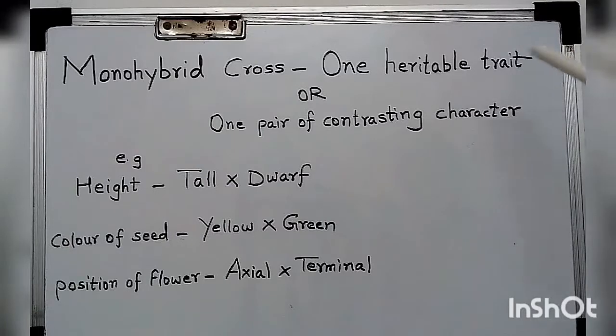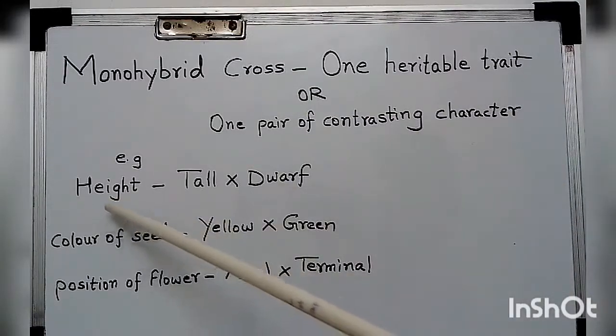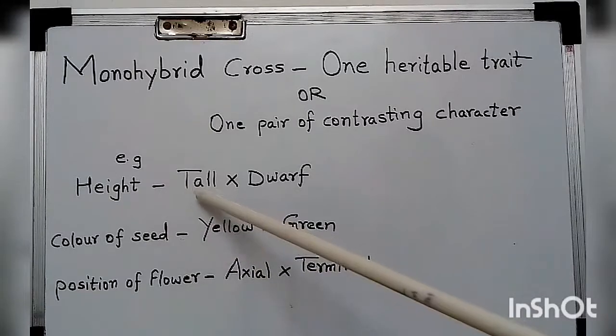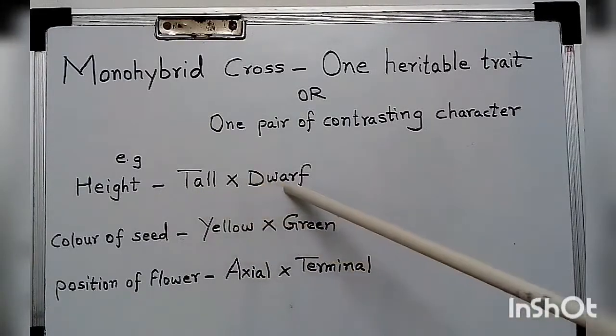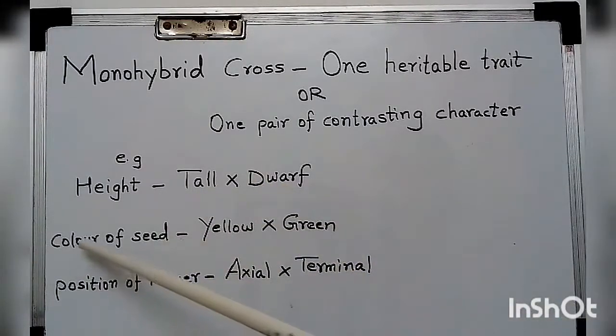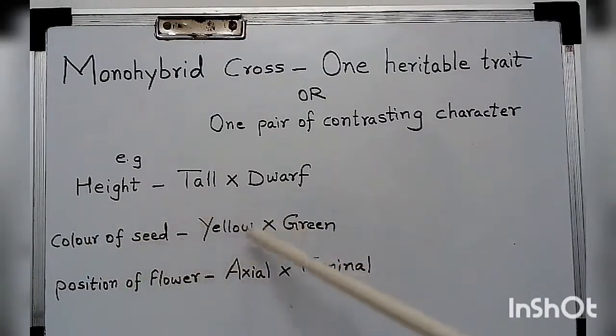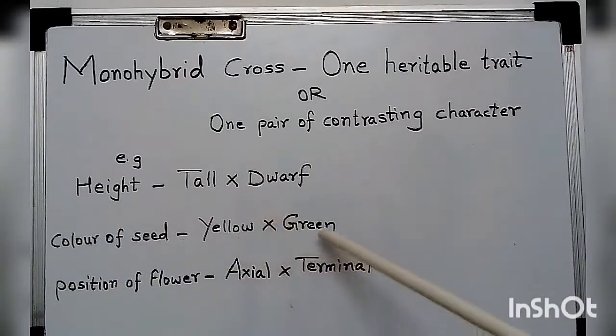As we know, Mendel studied 7 characters of pea plant, so we can choose any one character for monohybrid cross. These are a few of the characters that were studied by Mendel. Height, this is the character of plant and its traits are tall and dwarf. The next character is color of seed and its traits are yellow and green. Next one is position of flower and its traits are axial and terminal.